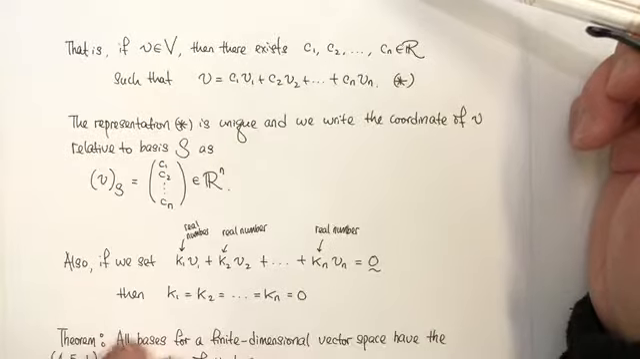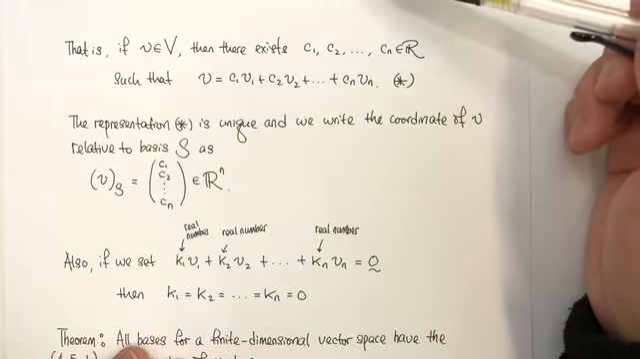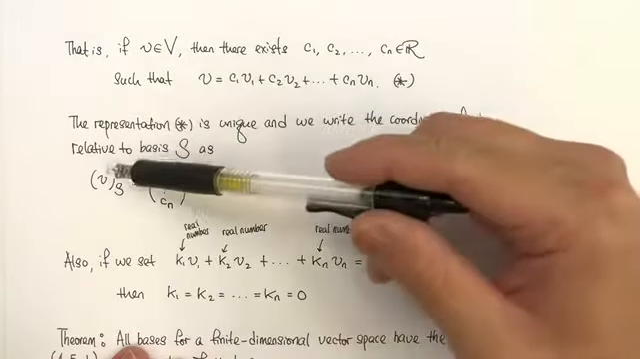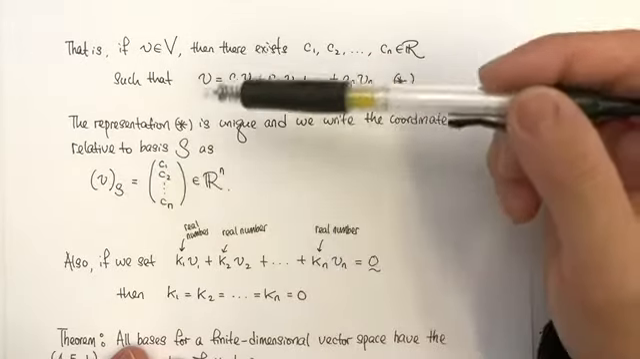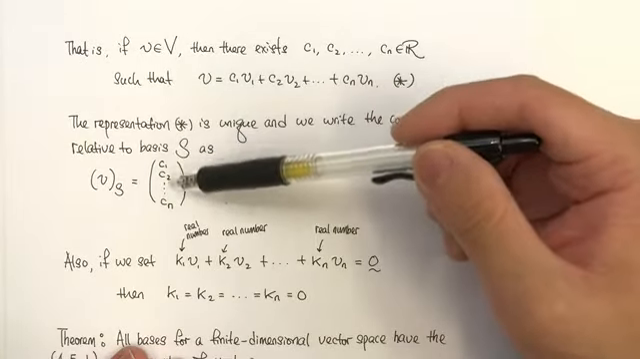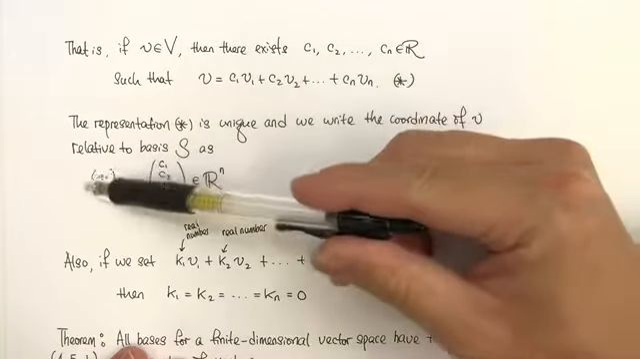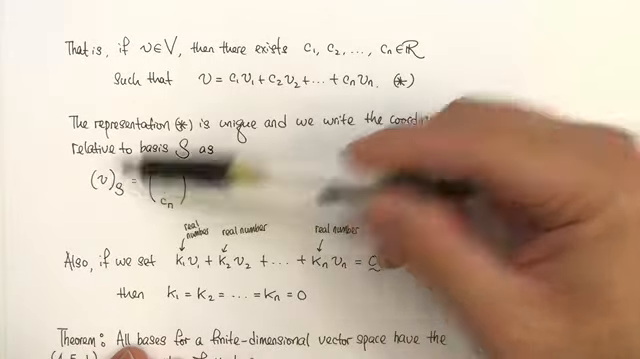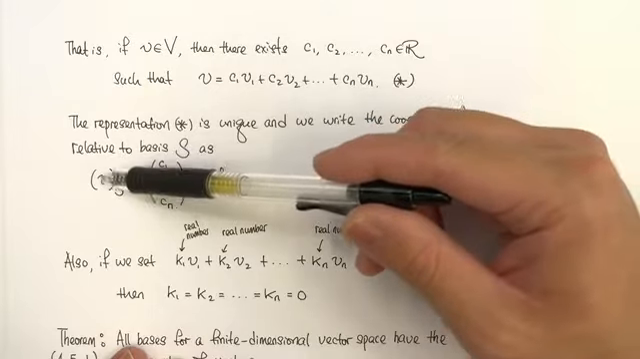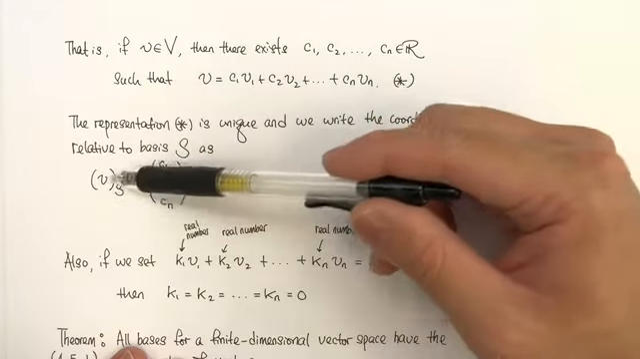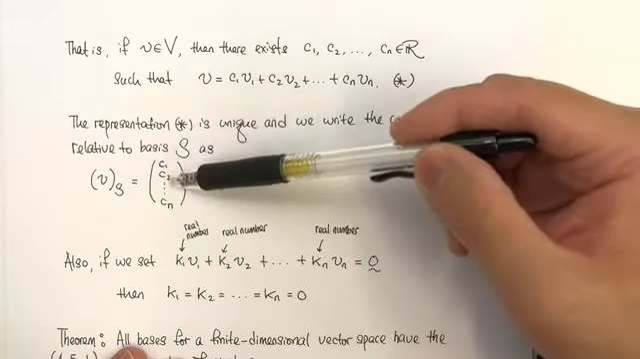So because of that, we can define the concept of a coordinate. We say that this vector V has coordinates C1, C2, all the way to Cn. These are the coefficients here, relative to this basis S. So vector V relative to basis S has the following as its coordinates.